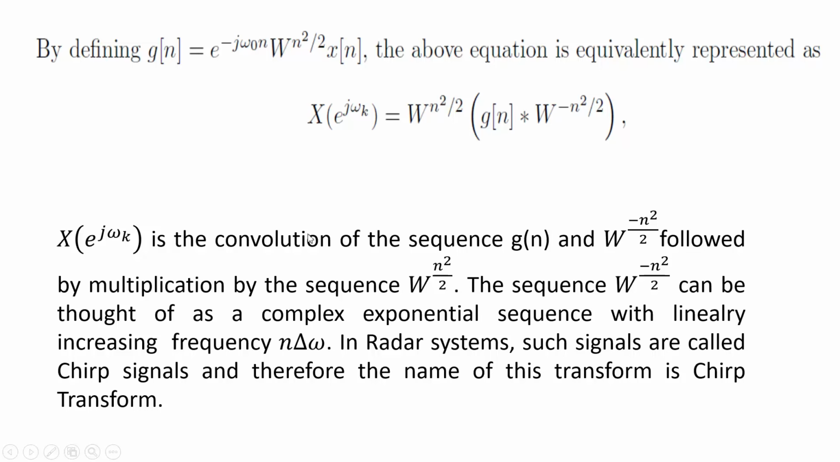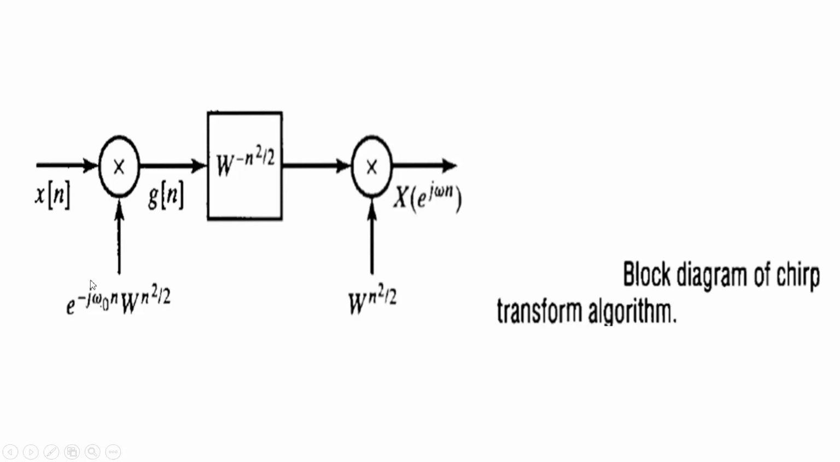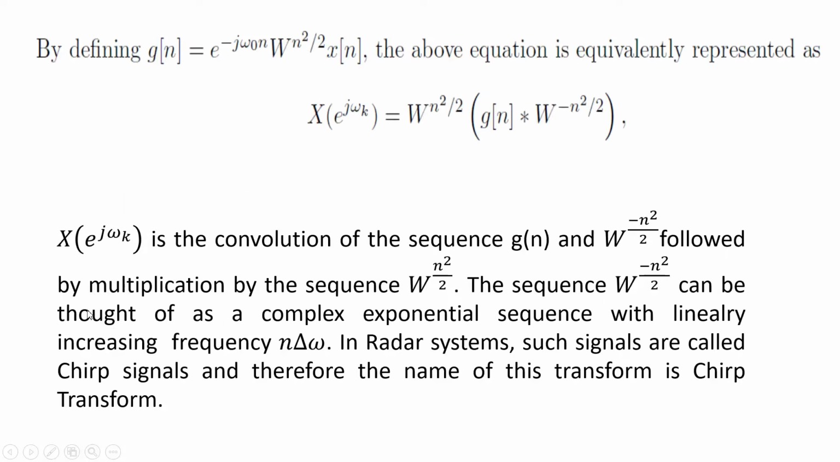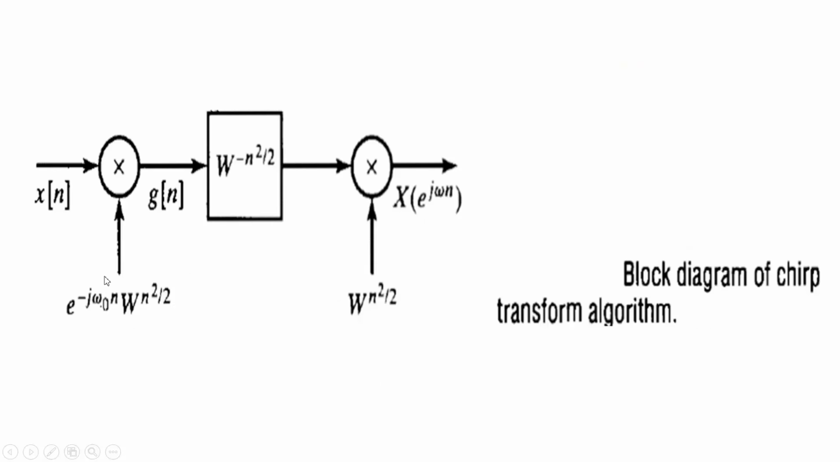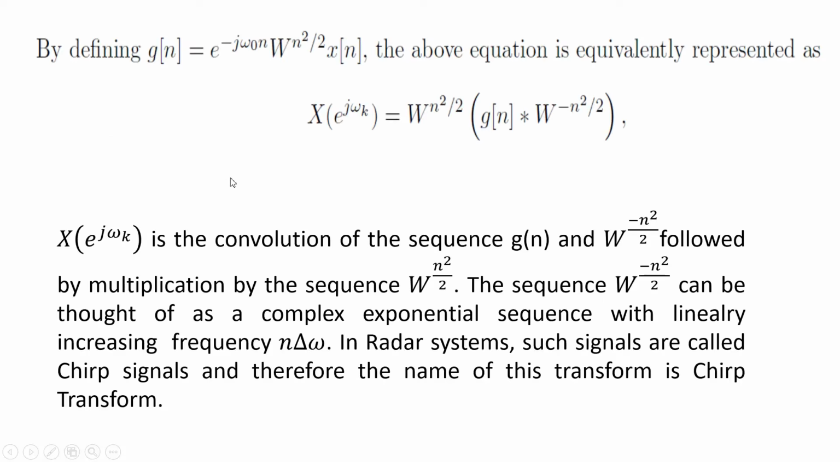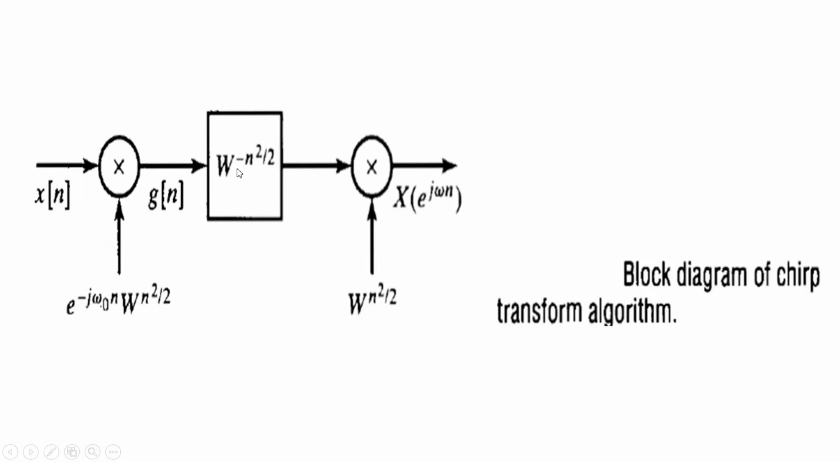Now, this can also be represented in the form of a block diagram. This is the input sequence x[n], and in the equation, what is this g[n]? g[n] is e to the power minus j omega naught n, W to the power n square by 2, and it has to be multiplied with x[n]. So that's what is done here. This is multiplied with x[n], so this becomes the g[n] sequence. Now this is applied to W to the power minus n square by 2 as an input. Here the convolution will take place, and finally this output needs to be multiplied with W to the power k square by 2, and we get the final X of e to the power j omega k. So this is the block diagram of a chirp transform algorithm, which can be used to calculate the DFT frequency points. Okay, thank you.